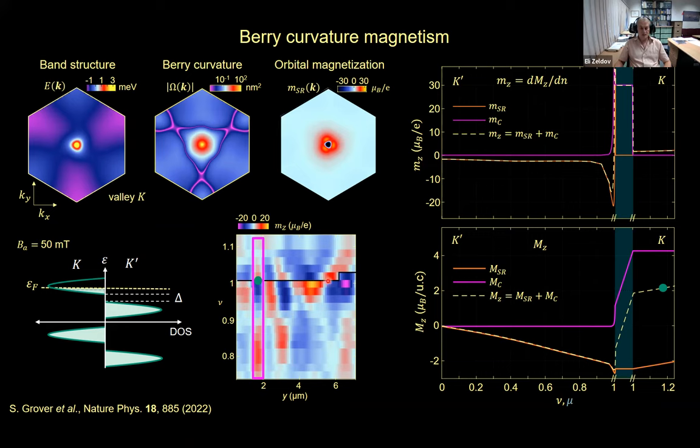Here along this black line, the magnetization has flipped its sign discontinuously. So this is a first order transition, which we interpret as recondensation of carriers from the K valley, let's say, to K prime. And then we continue, and the magnetization becomes positive again, and we continue now filling the K valley, which is now empty, whereas the K prime is full. So we understand this slice. But now what about this patch? It seems to have a completely opposite behavior.